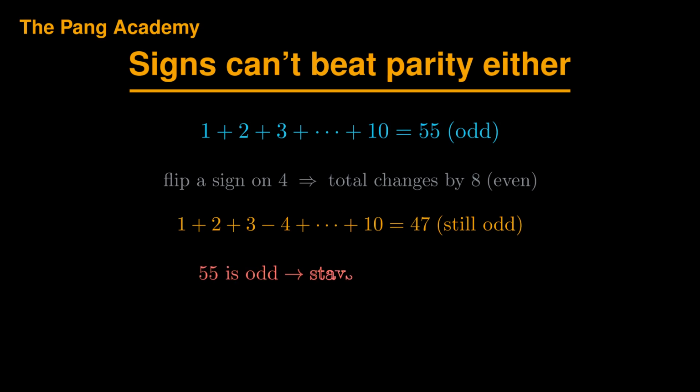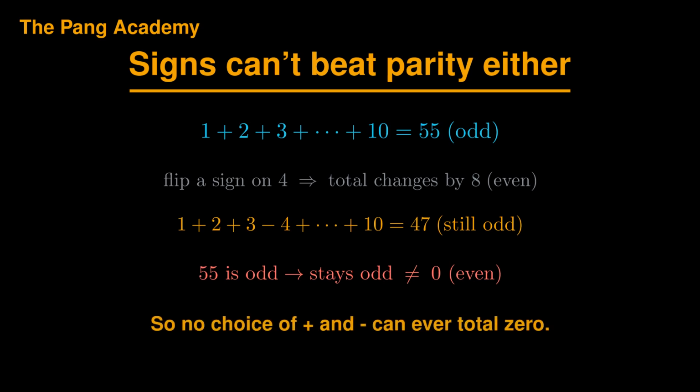And an even jump never changes odd or even. 55 is odd, and it stays odd no matter which signs you pick. 0 is even. So the answer is no, and you didn't have to try a single combination.